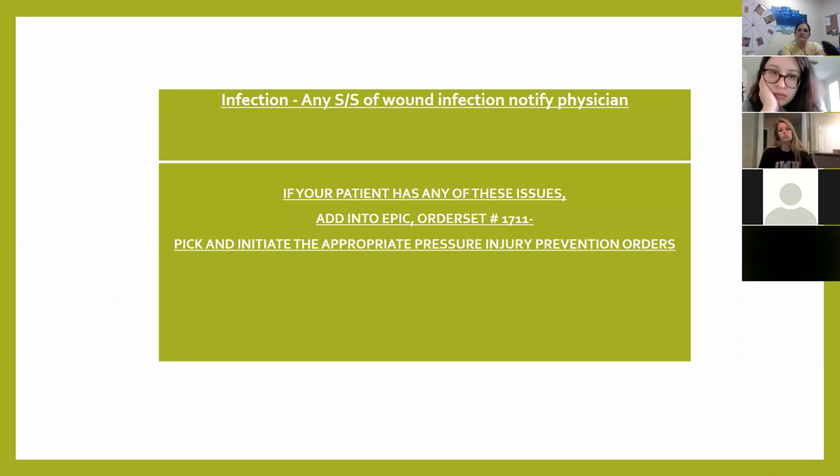All right, and then of course, if there's any infection or signs and symptoms of infection, severe redness, purulent drainage, things like that around the wound, then you want to notify the physician, and then they can place a wound consult or take a look as well. And then if your patients, which most of them will have a Braden of 18 or lower, you want to make sure you put in your pressure injury prevention order set and then get your pressure injury prevention for the patient.